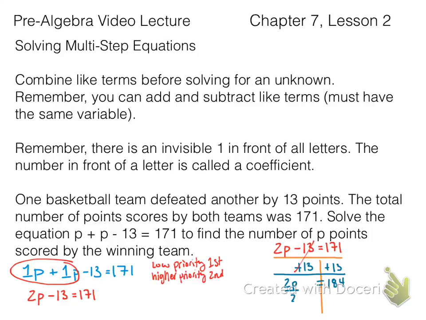Now we're going to divide by 2 on both sides, because the opposite of multiplying by 2 is dividing by 2. The multiply by 2 and the divide by 2 annihilate each other, giving me p equals 92, because 184 divided by 2 is 92. And again, we can check it by plugging 92 in wherever we saw p in the first problem.